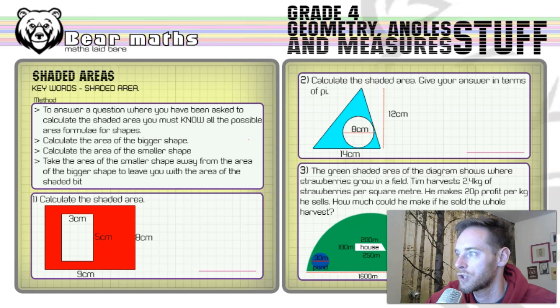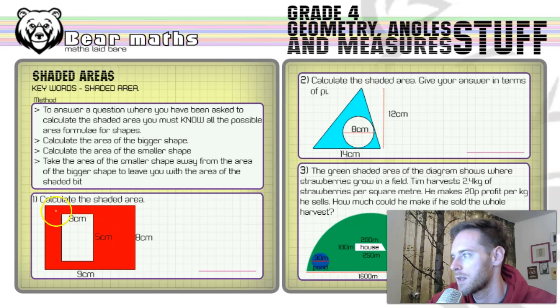Calculate the area of the smaller shape. Take the area of the smaller shape away from the area of the bigger shape. Sorry, I've missed off a thing there. Calculate the area of the bigger shape, then calculate the area of the smaller shape, then take the smaller shape area away from the bigger shape to leave you with the area of the shaded bit. That's the bit that is shaded in. So to calculate the shaded area in question number 1, that's what we have to do.